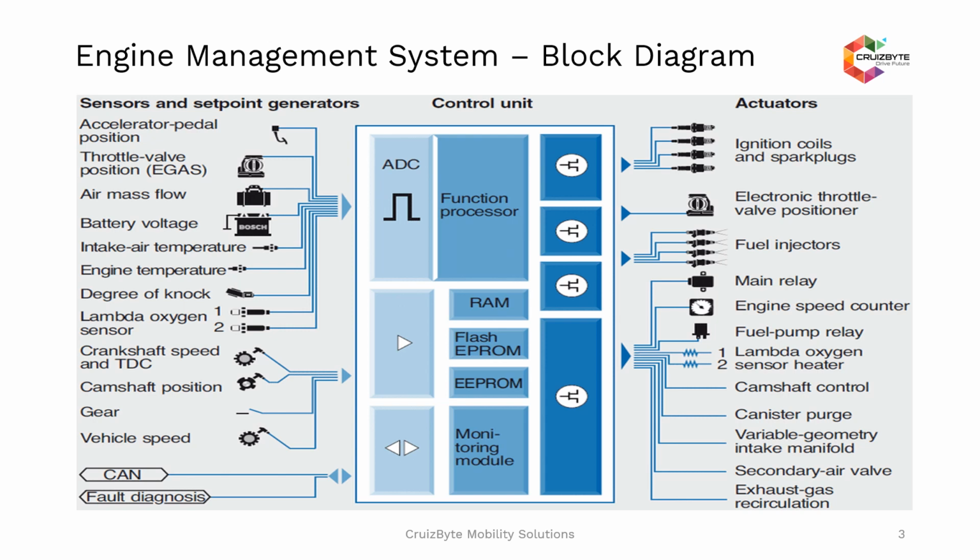These are sensor signals which we give as an input to the ECU control unit, and there are components which are controlled by the ECU. Those are called actuators, like the ignition coil on a gasoline engine, throttle valve positioner, fuel injectors or relays, and these are a few things you see on the right hand side as actuators.